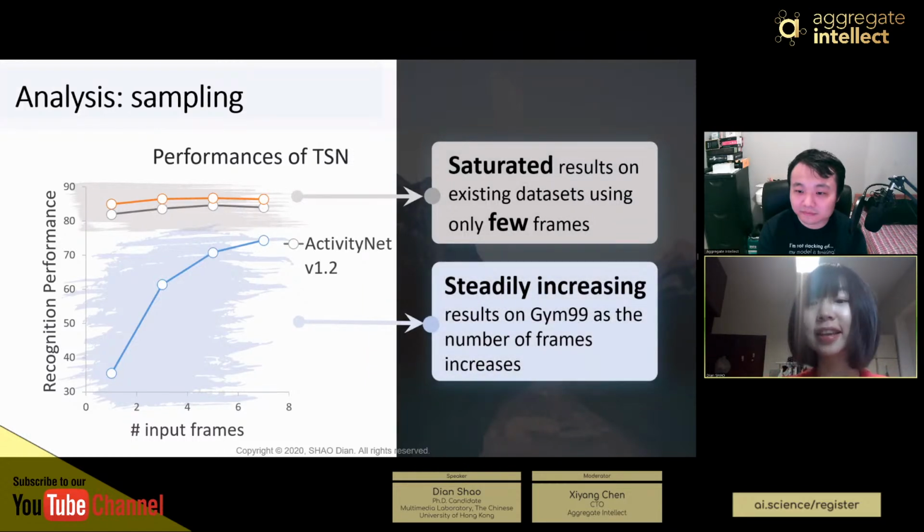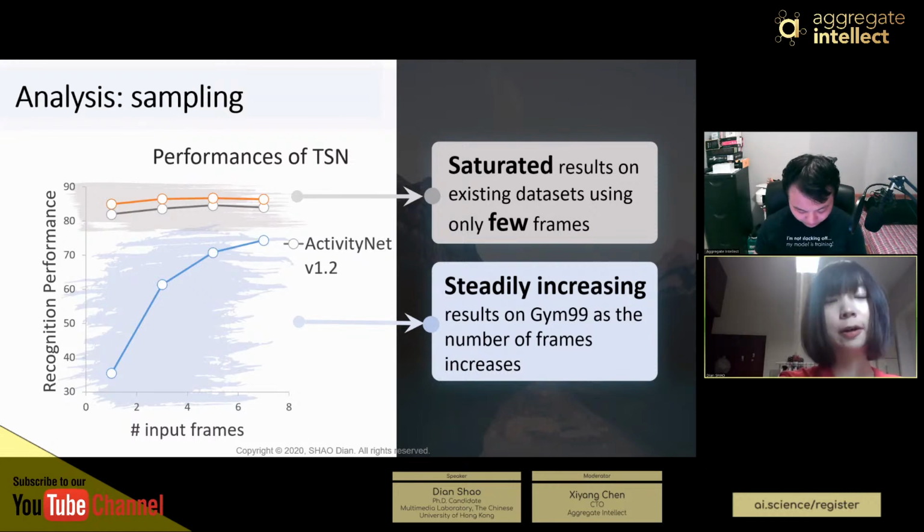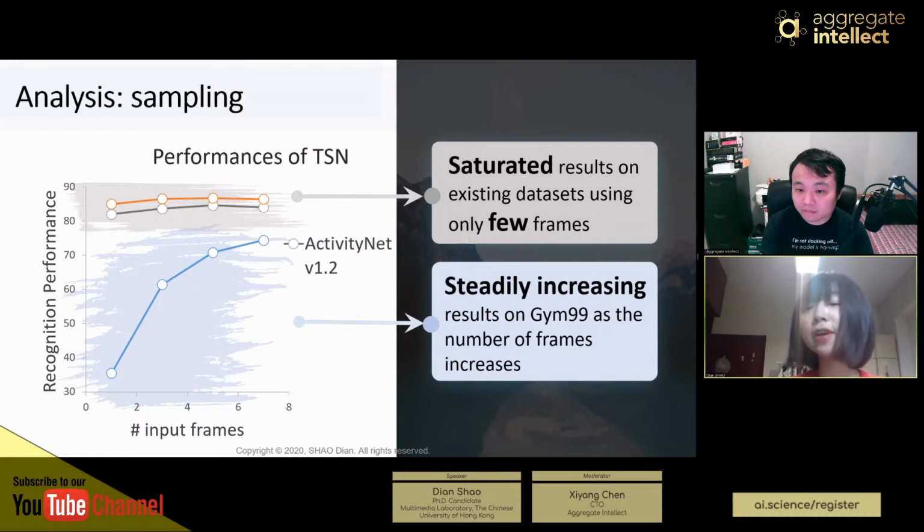The first one is about the sampling scheme. As we know, the sparse sampling scheme has been widely adopted in action recognition due to its high efficiency and promising accuracy demonstrated in various datasets. However, you can see the green line and the orange line. One is on UCF101, the other one is on ActivityNet. As the figure shows, the trend does not hold for element level action recognition in FineGym, represented by this blue line. Compared to the saturated results on existing datasets using only a few frames, the result of TSN on Gym 99 steadily increases. So this indicates that every frame counts for fine-grained action recognition on FineGym.